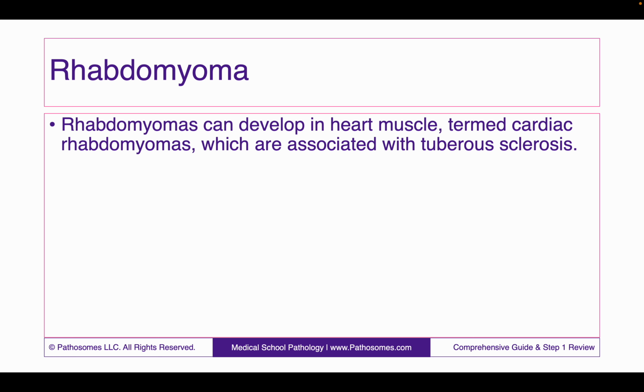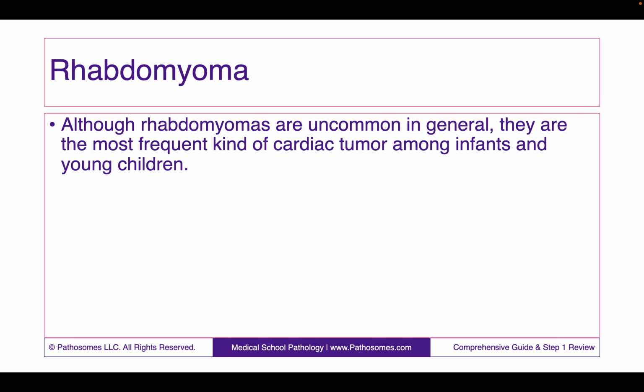Now, rhabdomyomas can develop in heart muscle, termed cardiac rhabdomyomas, which are associated with tuberous sclerosis. Now, although rhabdomyomas are uncommon in general, they are the most frequent kind of cardiac tumor among infants and young children.